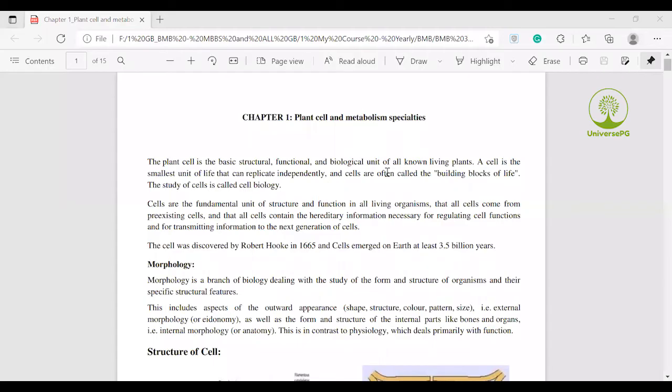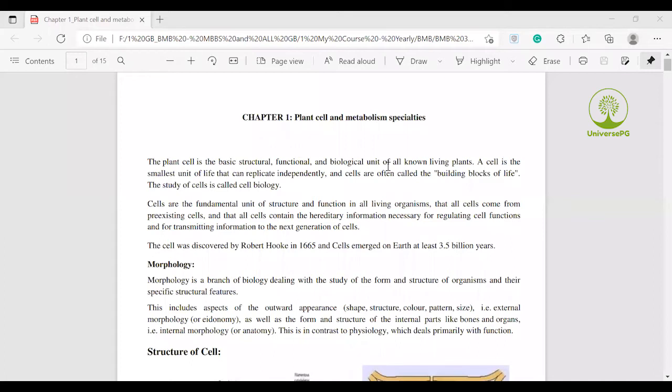Thank you. Right. Today we'll start a new chapter. Chapter 1, the title of the chapter, Plant Cell and Metabolism Specialties. In this chapter, we first learn about the cell structure and different organelles of the cell. So first we read cell, what is a cell, or define cell.